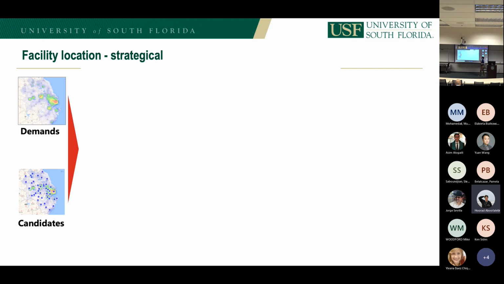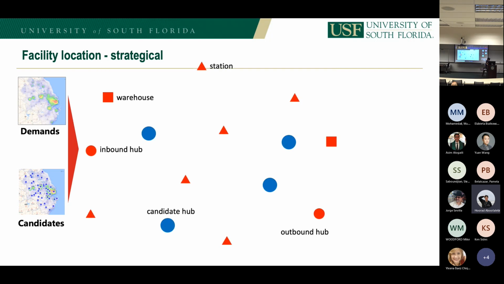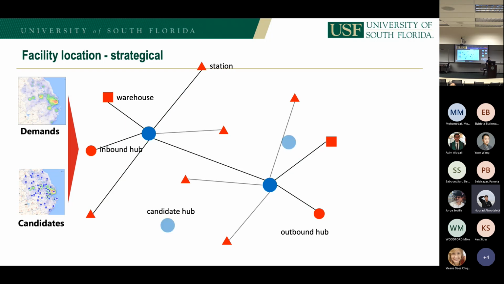For facility location, it's definitely strategic because all the decisions are long term, and we don't change them frequently. Say we have a lot of demands and a lot of candidate points. The blue circles are the candidate hubs, and we are trying to design one route from our inbound hub through a candidate hub to the outbound hub, and we will try different paths. After we try all of these possible ways, we only select two.